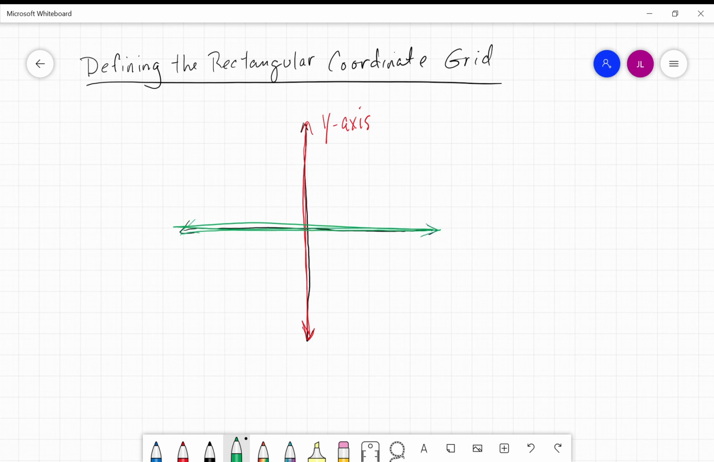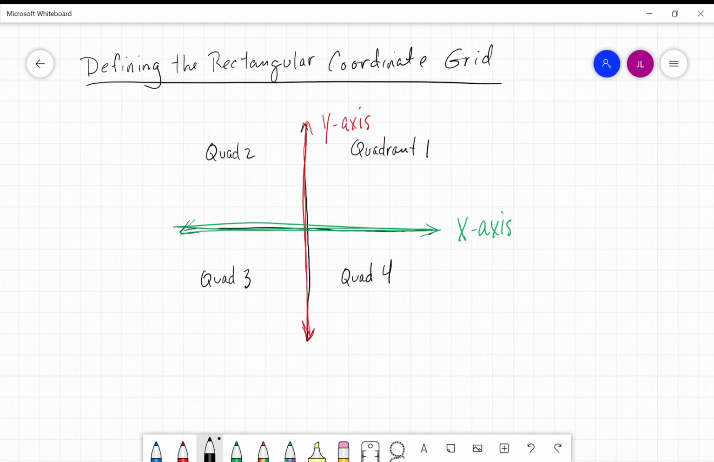This is what we call our x-axis. Now, in addition to that, each part of the rectangular coordinate grid has a different section. This is quadrant 1. This is quadrant 2. Quadrant 3. And quadrant 4.